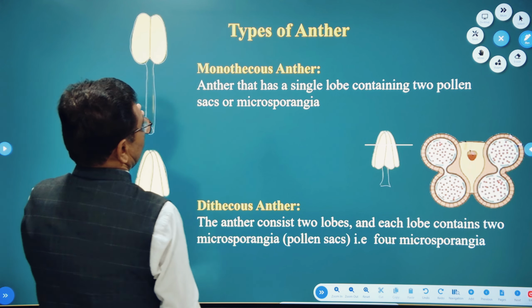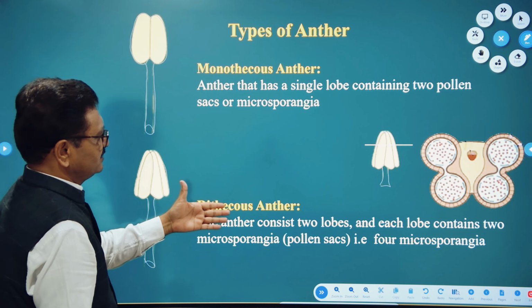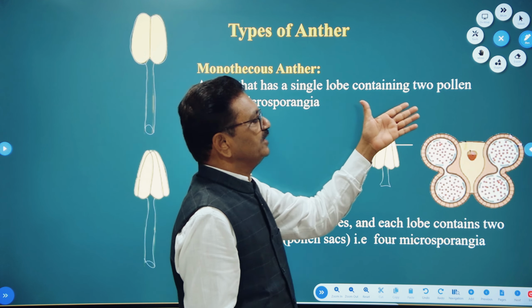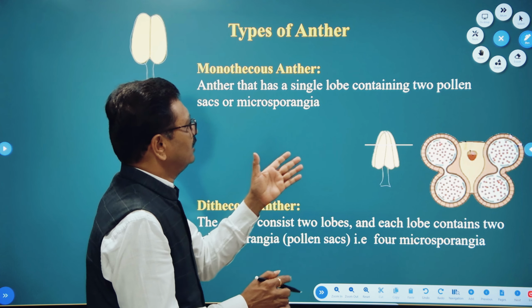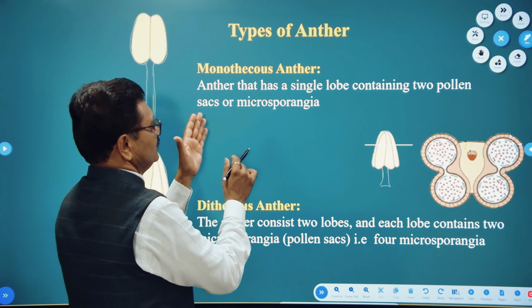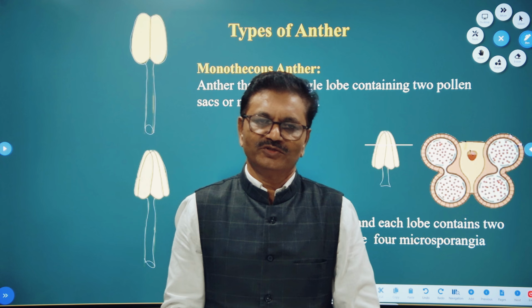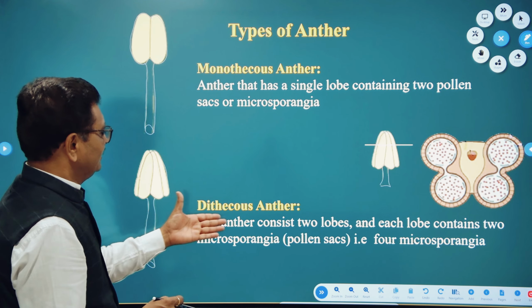Anthers are of two types: a monothecous anther or a dithecous anther. Monothecous anther means the anther has a single lobe containing two pollen sacs. When the anther has one lobe, and in that lobe there are two pollen sacs or two microsporangia, then that anther is called a monothecous anther. Mono means single.